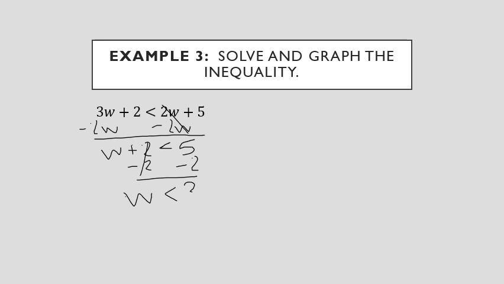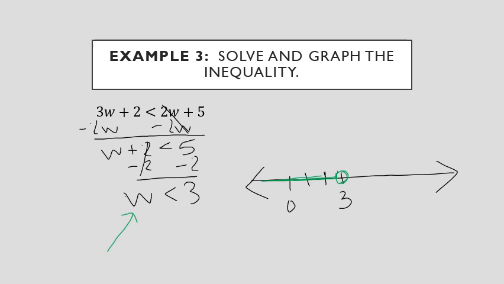W is less than 3. So, of course, I have to graph this on my number line because we have so many solutions that we can't possibly list them all, so we show them visually. So here 0, 1, 2, 3. Now, in this case, it's going to be an open circle because I don't have that equal to symbol at the bottom. So it's an open circle on 3, and I want all the numbers that are less than 3. Less than would, again, be to the left. And there you have it. There's my graph. There's my solution. So all the numbers that are less than 3 are now shown on my graph.